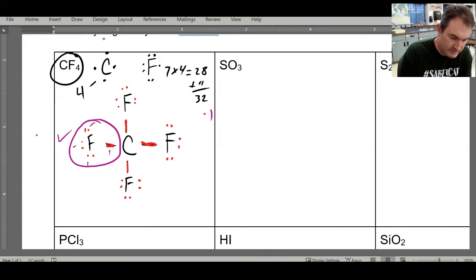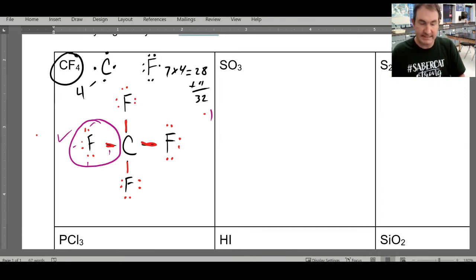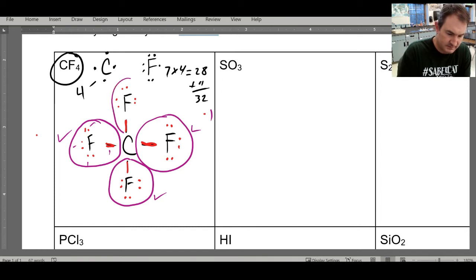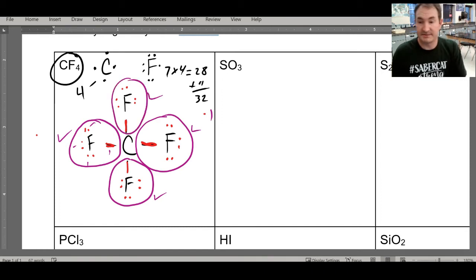So that fluorine is full. It has 8 electrons total. Some of them are shared, and some of them are just on the fluorine. So that one's done. Let's keep going around, checking for 8. 2, 4, 6, 8, that one's full. 2, 4, 6, 8, that one's full. 2, 4, 6, 8, that one's full. Check, all of those are good.